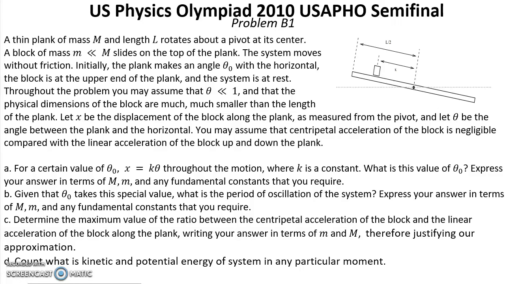Question C. Determine the maximum value of the ratio between the centripetal acceleration of the block and the linear acceleration of the block along the plank, writing your answer in terms of small m and big M, therefore justifying your approximation. Question D. Count what is the kinetic and potential energy of the system at any particular moment.